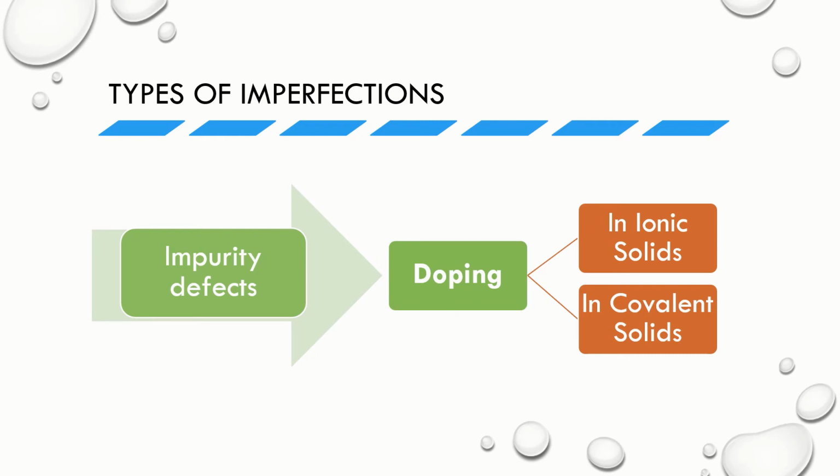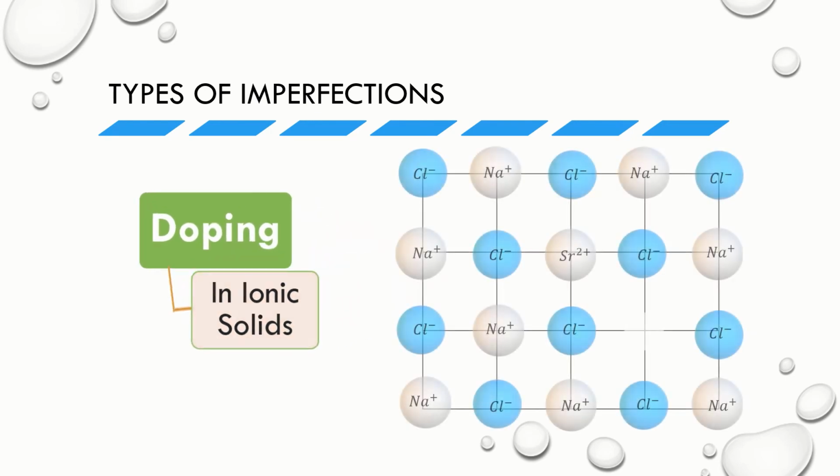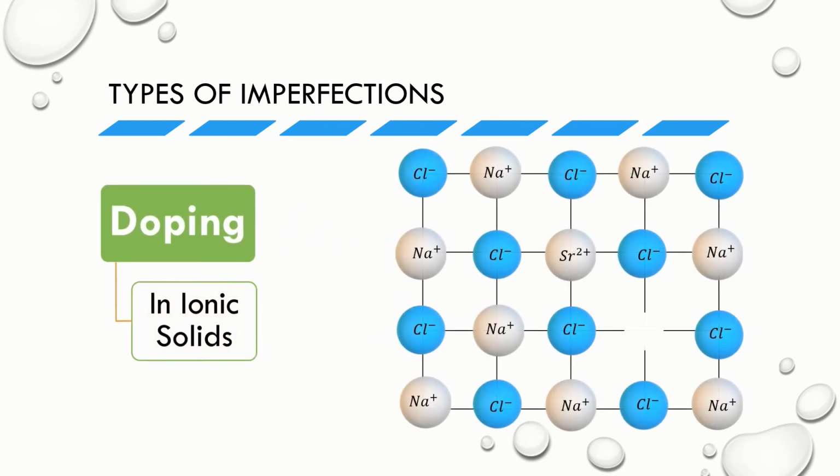Now, this doping can be done for both ionic as well as covalent solids. In case of ionic solids, the impurities are introduced by adding impurity of ions. If the impurity ions are in different valence state from that of the host ions, vacancies are created.